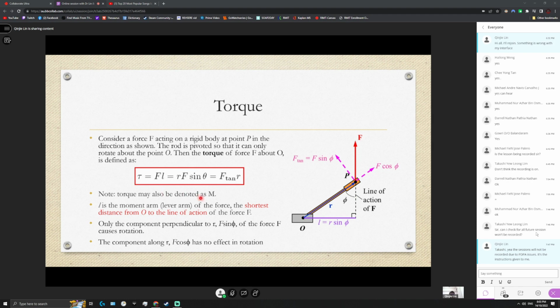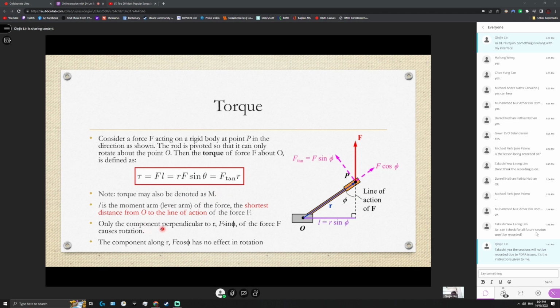Torque may also be denoted by M. When we write M, actually it's the same thing. It's our moment, but that is referring to our torque as well. If you are taking your mechanics now or have taken mechanics, this will be very basic for you. It's almost like a revision. L is the moment arm or the lever arm of the force, which is the shortest distance from O to the line of action.